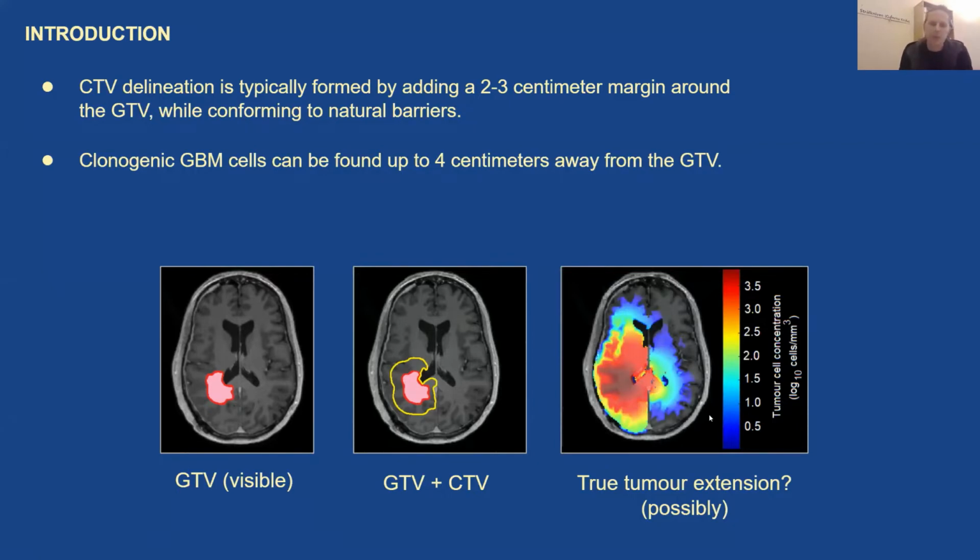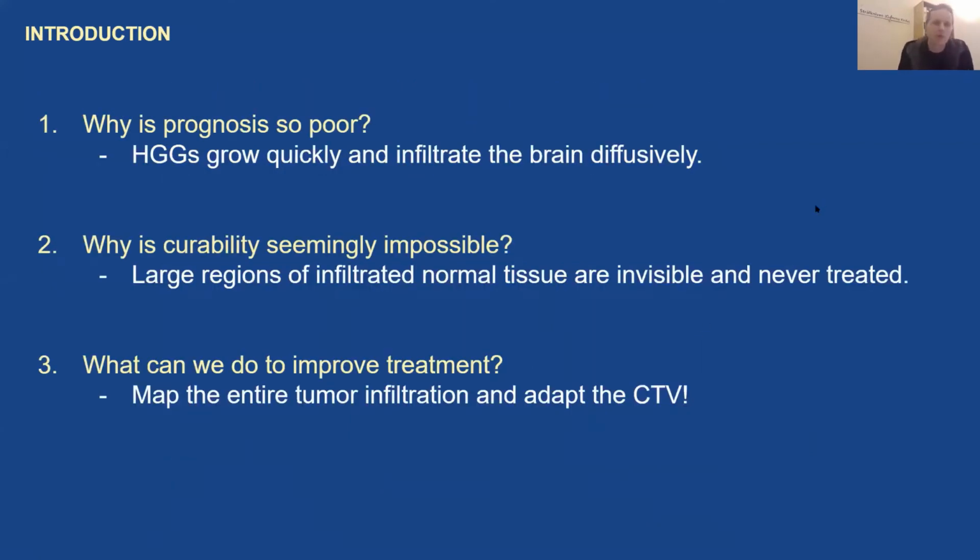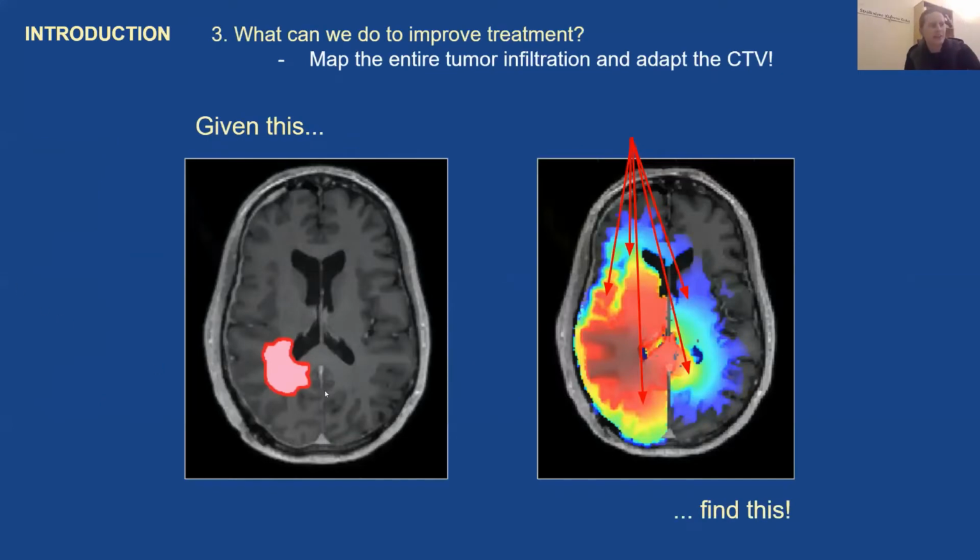So now we understand what the problem is. Why is prognosis so poor? Well, high-grade gliomas grow quickly and they infiltrate the brain aggressively and diffusively. Curability is seemingly impossible because large regions of infiltrated normal tissue are invisible and thus never treated in the first place. So what can we do to improve treatment? If we map the entire tumor infiltration, we could perhaps adapt the CTV to better conform to the actual invasion. Basically, given a GTV, we want to find the actual invasion.